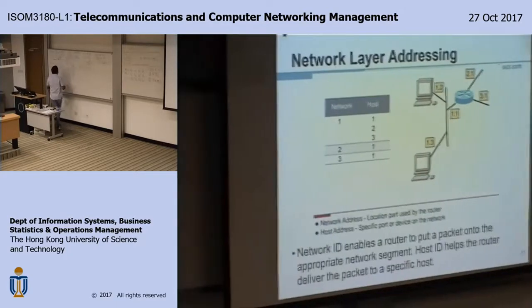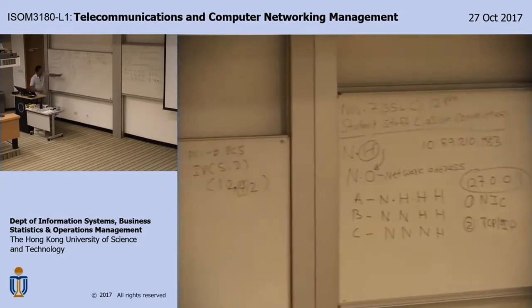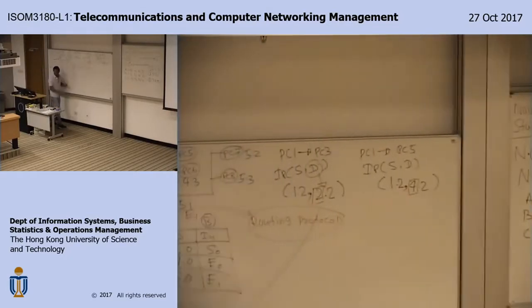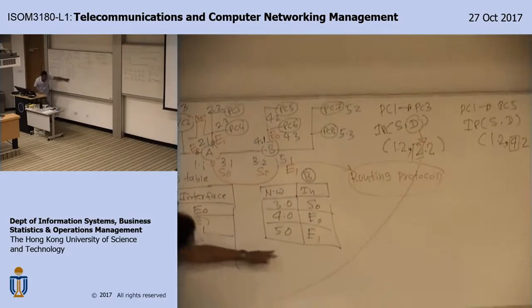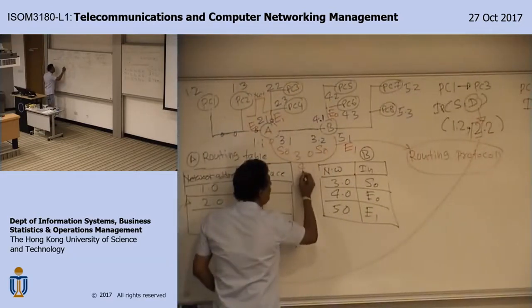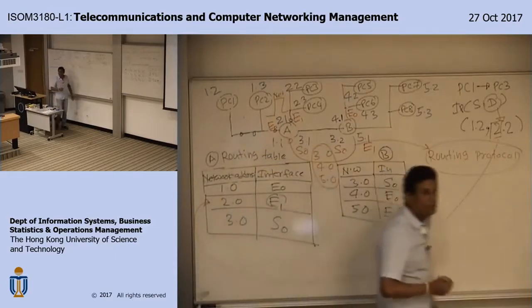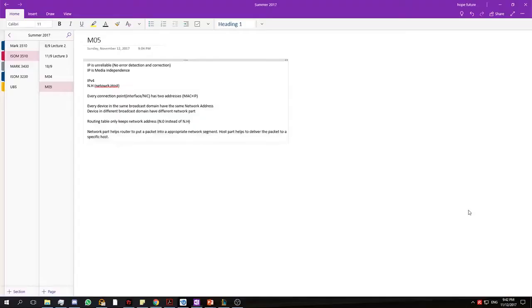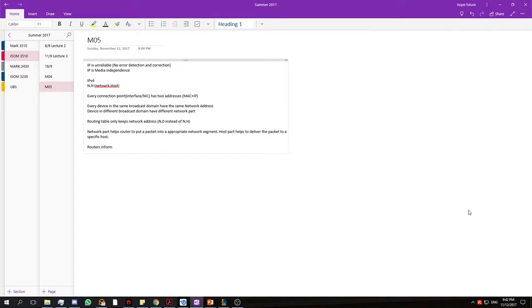So B sends a message to A with the help of the routing protocol. What information did B give to A? Whatever B knows: networks 3.0, 4.0 and 5.0. Can A learn something now? Network 3 is already there. Which can it learn? 4 and 5. Yes, so A can learn 4 and 5 now.